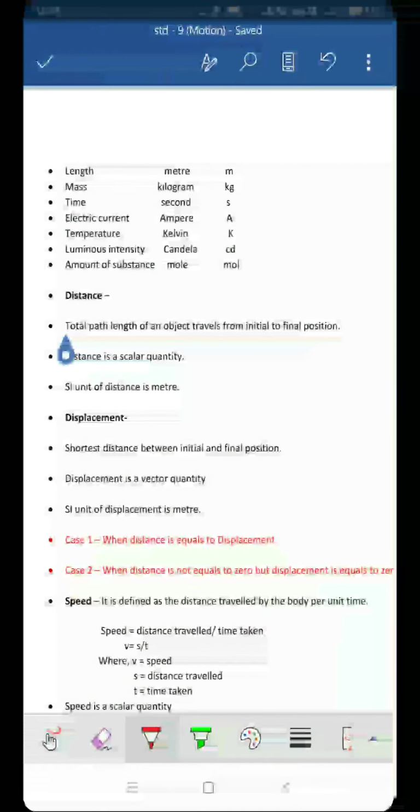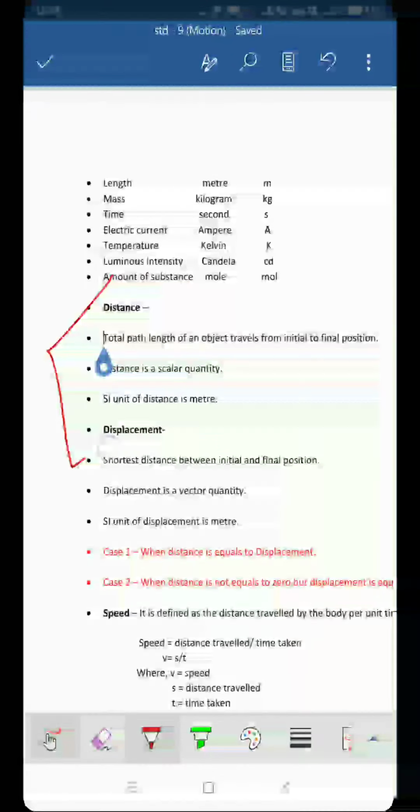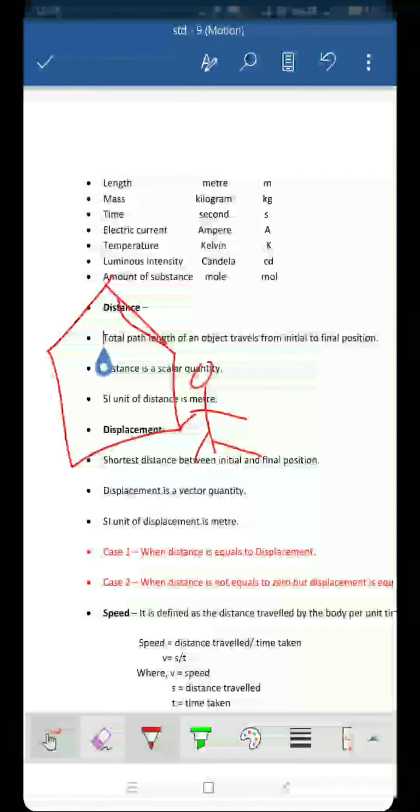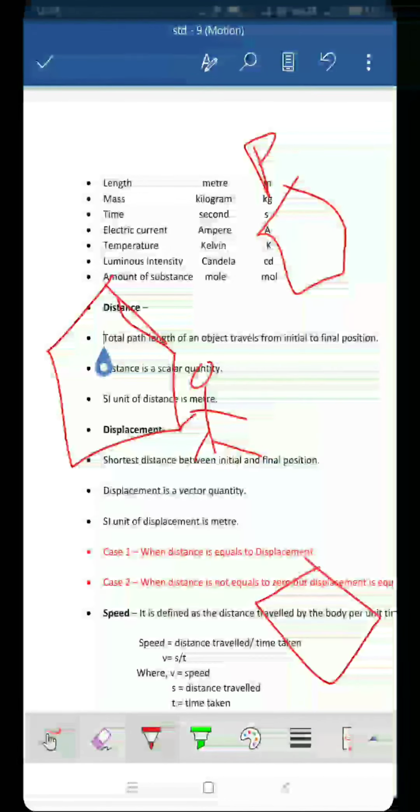Now let us take an example to understand the difference between distance and displacement. Suppose here is one boy and it is his home, and this is temple, and this is Domino's, right? So you can see his position right now. He is at his home, and that is at rest. Now he starts moving. He goes from his house to temple, and then he comes to Domino's.